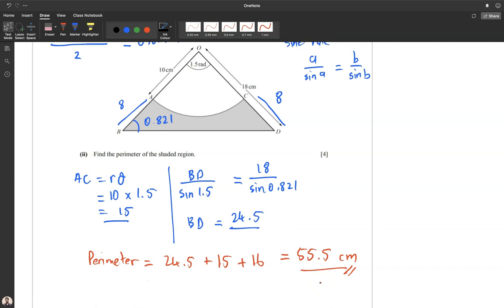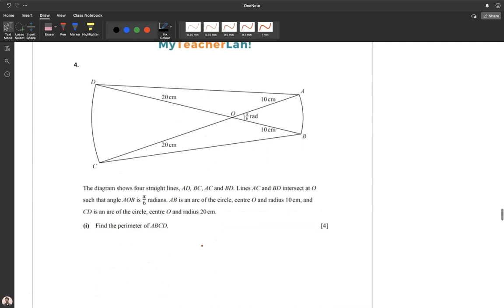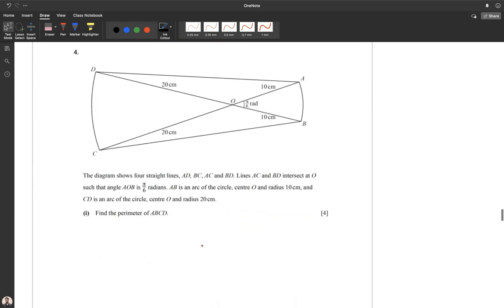Okay, so we're done, I think, with 3 different questions. Let's look at question number 4. Nothing shaded. That's new. Now this diagram shows 4 straight lines, and I see an arc with the center of the circle right here. We are required a perimeter. Why am I not surprised? Find the perimeter of A, B, C, D, the entire thing.